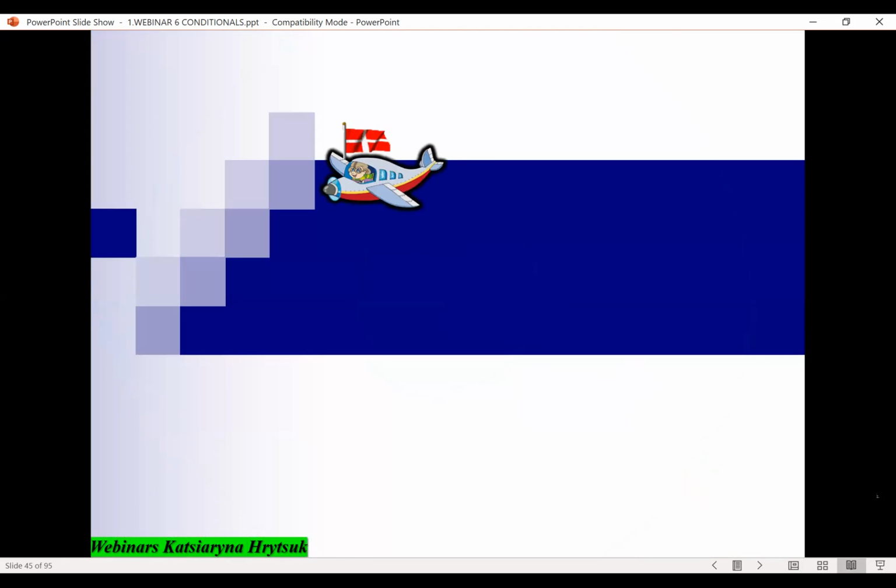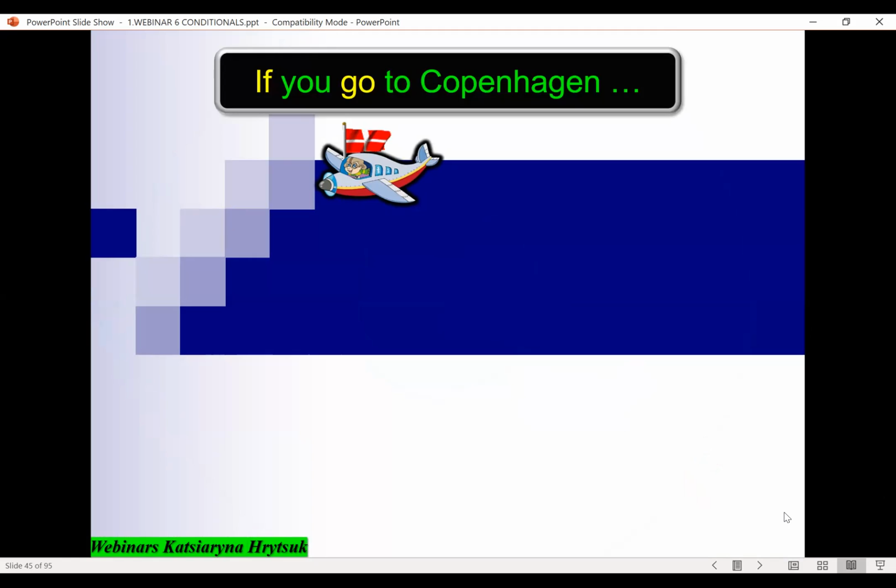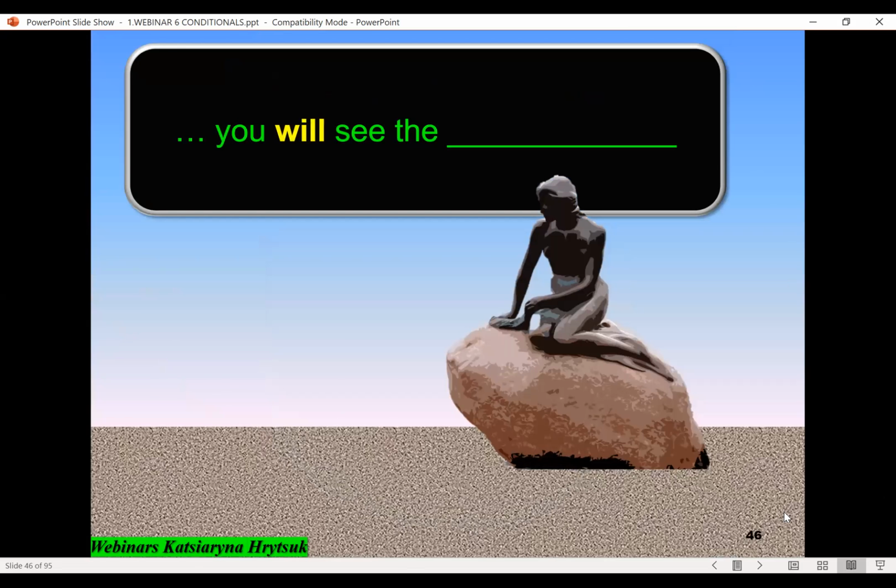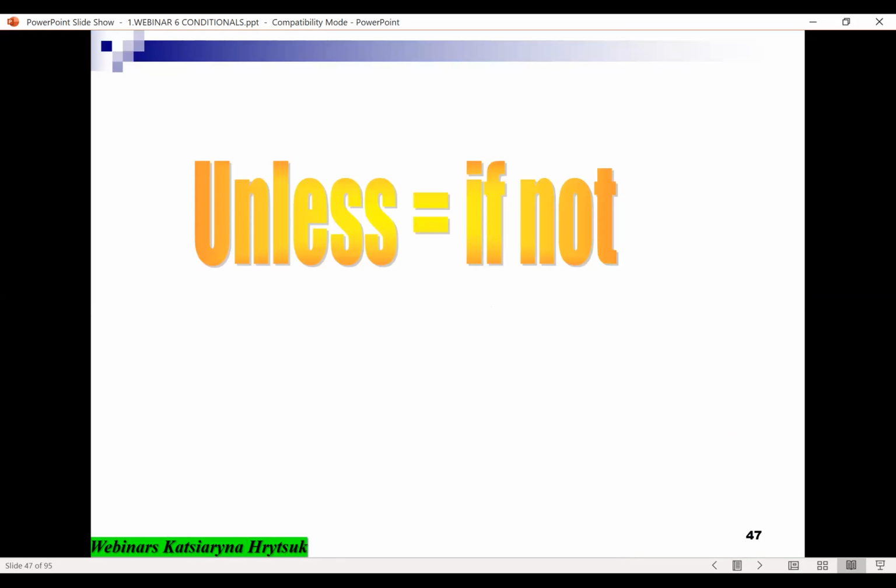Our location here is Sandrine. If you go to Copenhagen, you will see the lady on the stone. Yes, you will see the Little Mermaid. Okay, it's called the Little Mermaid. So that was conditional one.